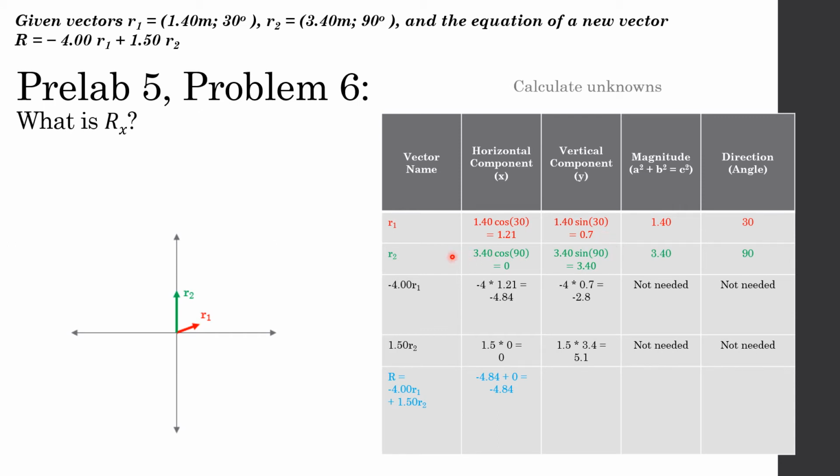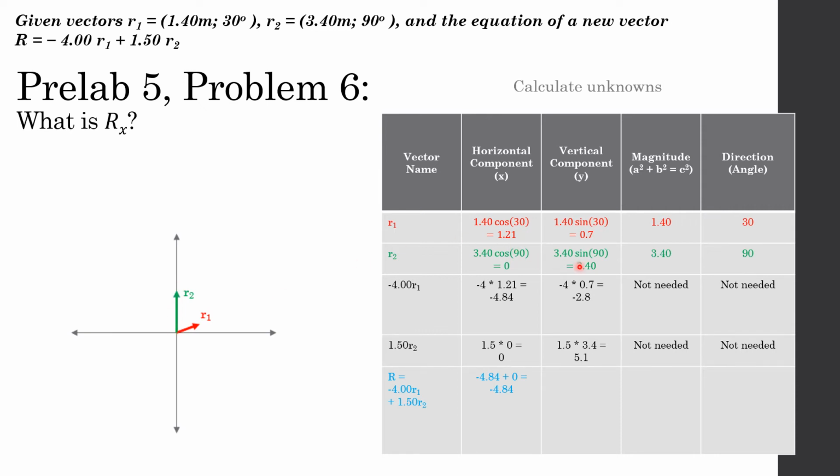Now for R2, we just had magnitude and direction, so once again, I solved for the horizontal and the vertical components. For the horizontal component, I took 3.4 cosine of 90. Well, we know that cosine of 90 is 0, and 0 times anything is 0. So it should come as no surprise that our horizontal component is 0 for R2. If you look at the drawing, this makes sense too, right? It's literally just along the y-axis.